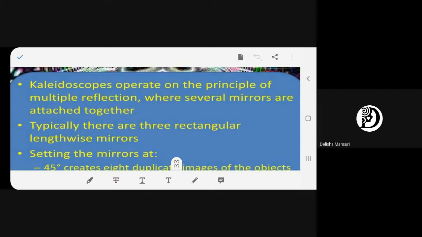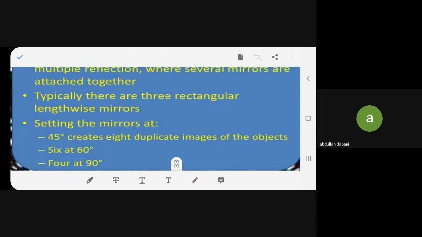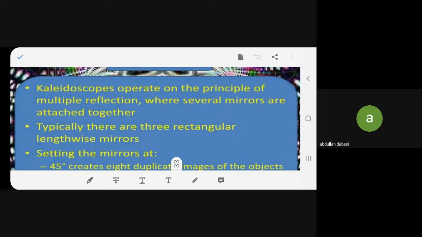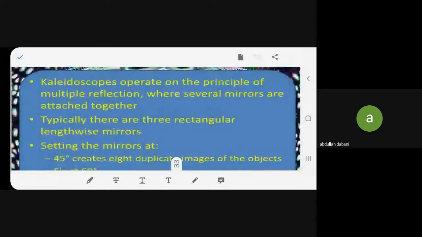I taught you what is multiple reflection, I think so. Yes, many mirrors are attached together. In this case, we are attaching three mirrors. How many mirrors? Three mirrors. Now you can change the angles. You can make it 45 degree, you can make it 60 degree, you can make it 90 degree. It's totally up to you. So generally we make it for 60-degree angle. Generally we make it like that.